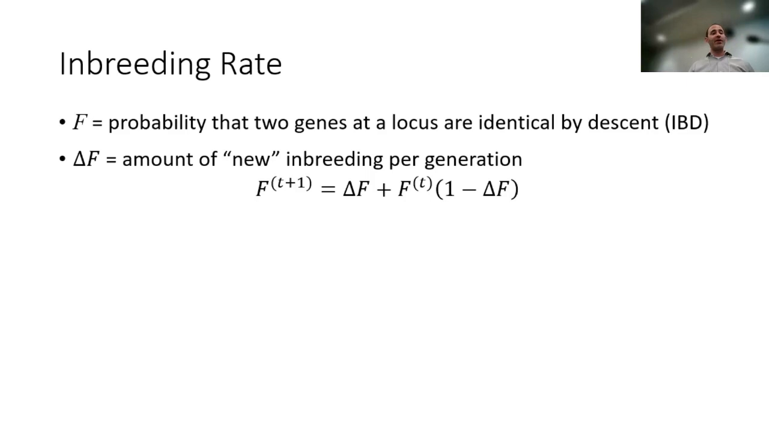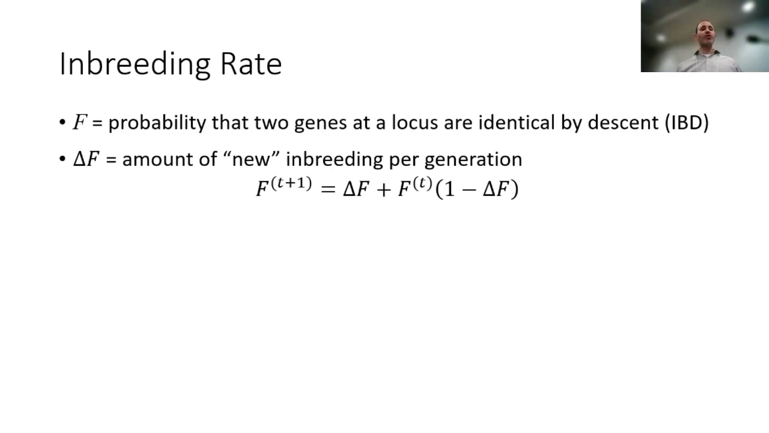Confusingly, I think, the symbol delta F is universally used by animal breeders, whereas the symbol delta usually in math is like the difference between two things. And it's not the difference between the inbreeding coefficient of two generations. That's what naively you would think delta F stands for, but it's not what's meant here. Delta F is, in words, the amount of new inbreeding that occurs in each generation.